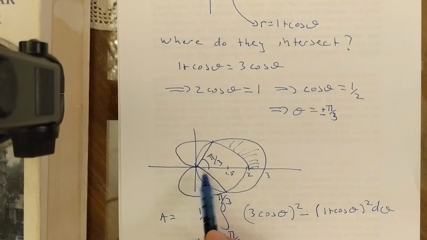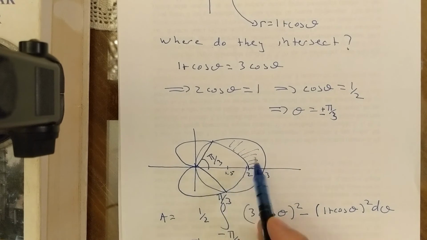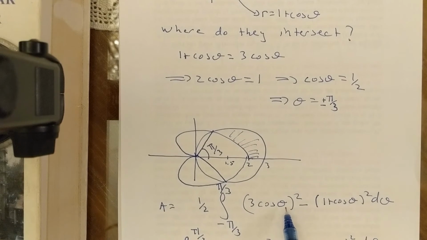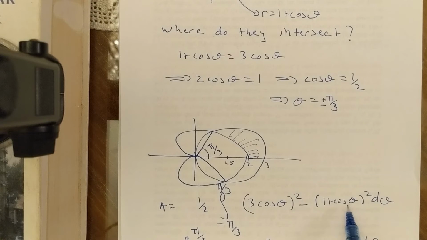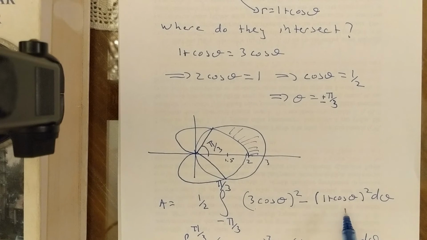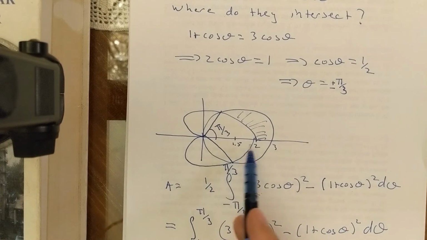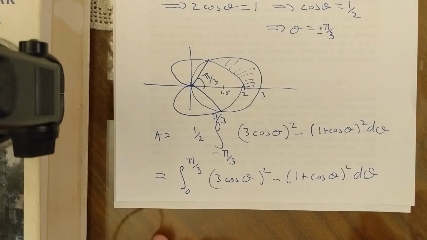Now, again, I'm imagining these rays going out, starting from minus pi over 3 all the way to pi over 3. So it's the outside minus the inside area. It's going to be squared minus squared. It's not the difference squared. It's the bigger area minus the smaller area. So the circle squared minus the cardioid squared. And then we use symmetry instead. We calculate just half the area and multiply it by 2. So I can do 0 to pi over 3 and get rid of this one half, which makes it a little nicer to handle.